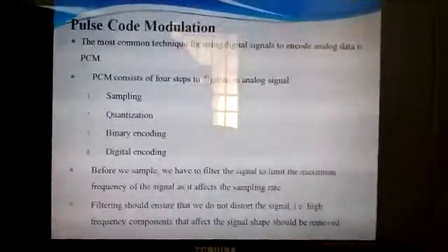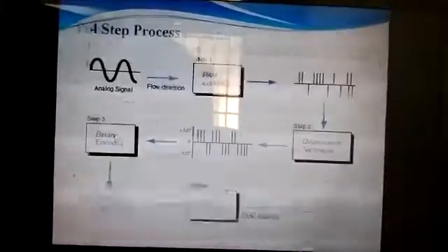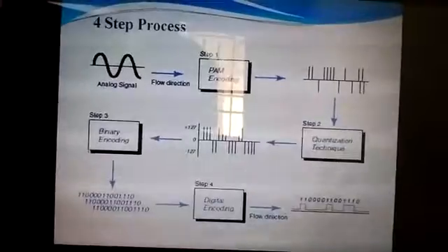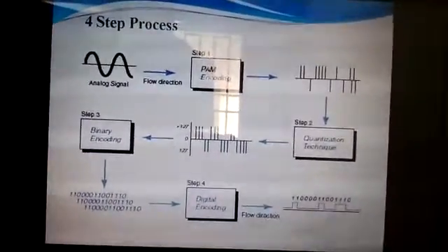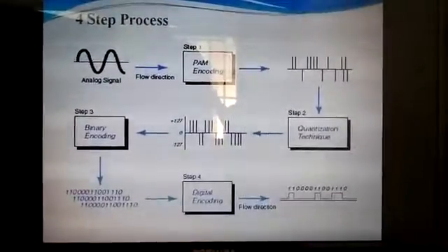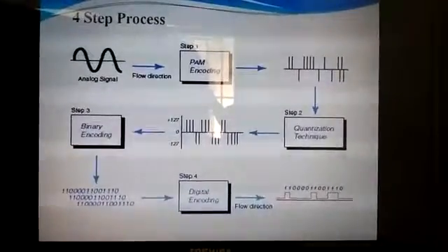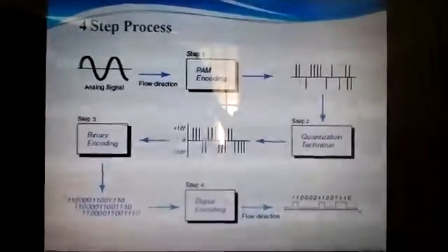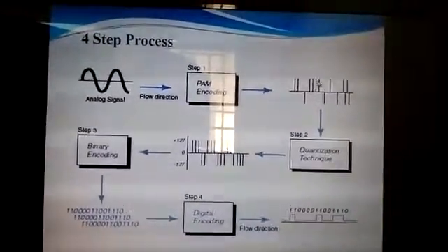We can now see the process of each and every step in a diagrammatic form. As we already know, it is a 4-step process. First, the analog signal is given to a PAM encoding. PAM is nothing but pulse amplitude modulation. The amplitude of the signal is varied, and after encoding, your signal is sampled. That can be seen here. These are the sampled signals.